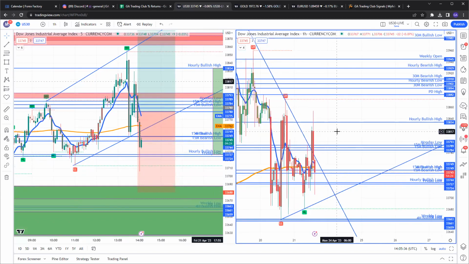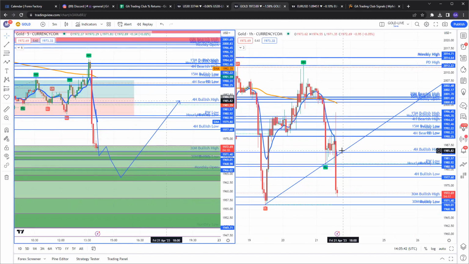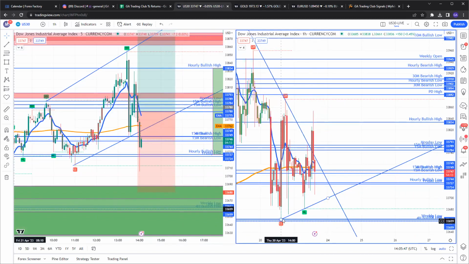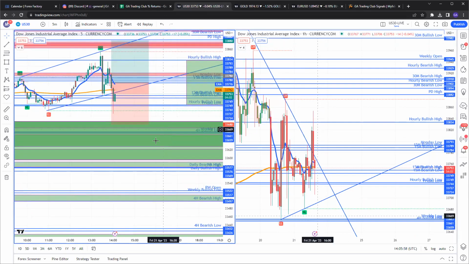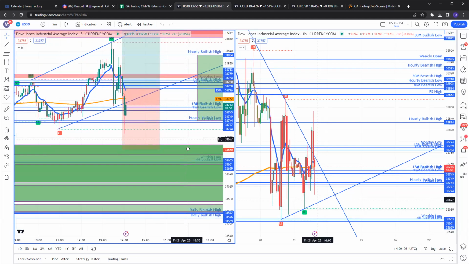So keep in mind, static trend lines almost always will be retested. That's why I'm expecting gold to go back up and retest this trend line around 1985. US 30, we do have a static trend line at the bottom. So US 30 can actually keep dropping, and the area of rejection is around 33,693. What's around there, right? The same area I showed you guys around the 4-hour bullish low. So US 30 can actually keep pumping down.